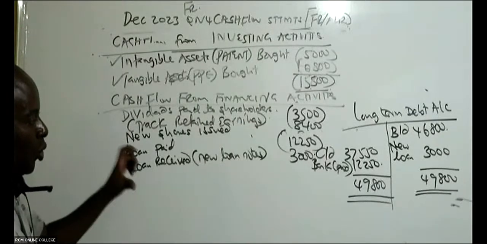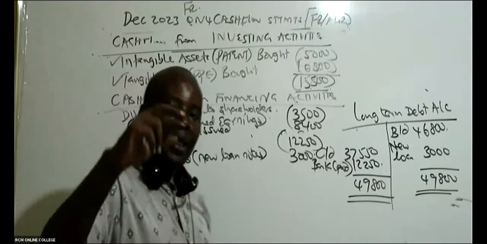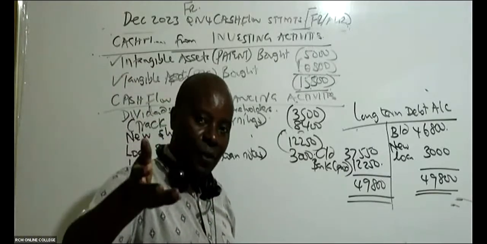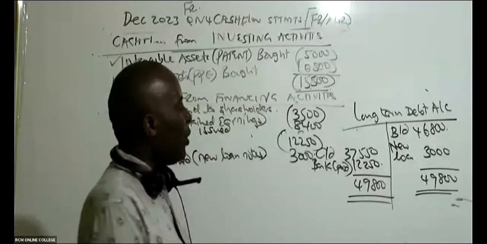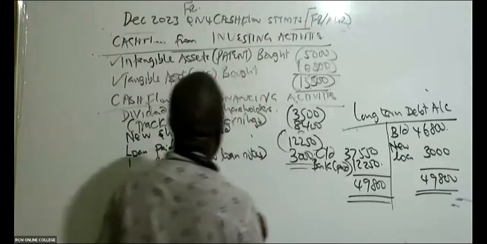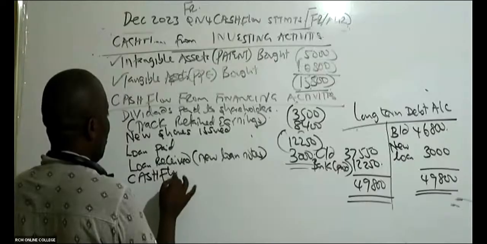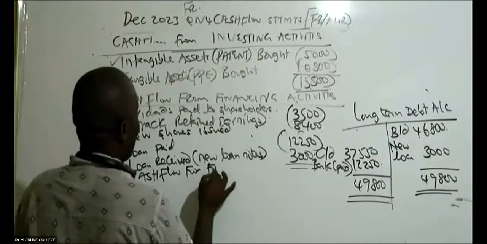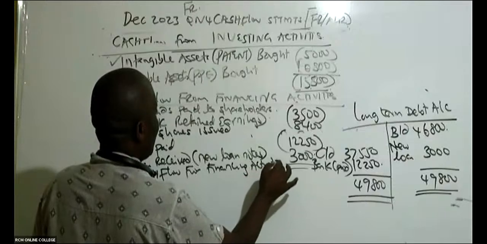So here we are looking at loan. For loan in the financing activities, you must tell us how much we received and how much loan we paid. So then is there somebody who is able to come and combine here and give us the cash flow from financing activities? Anybody who is able to do that?